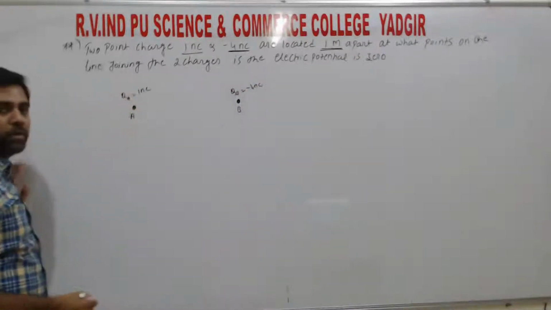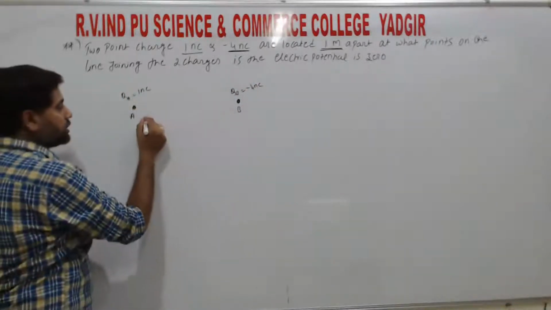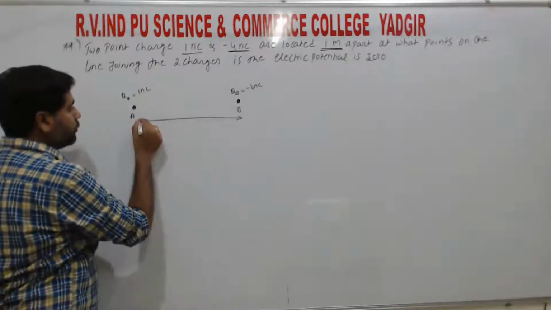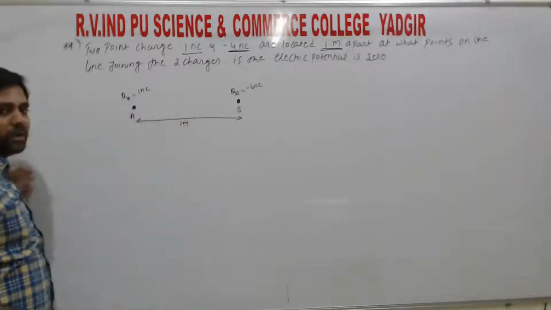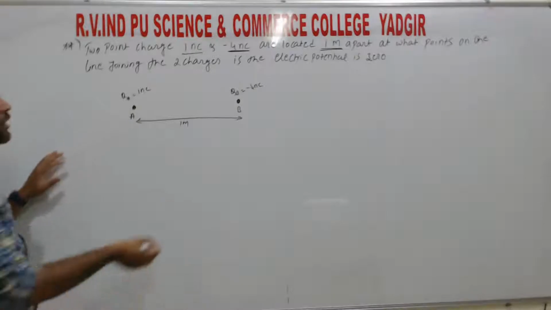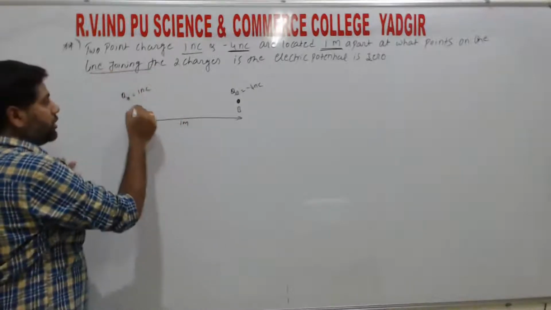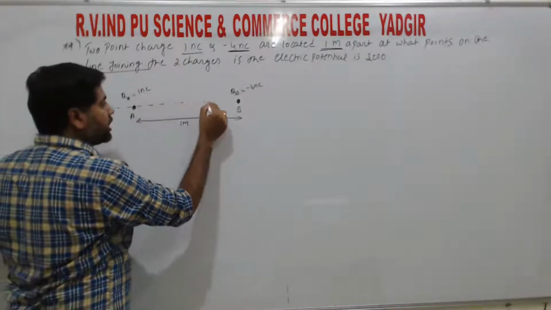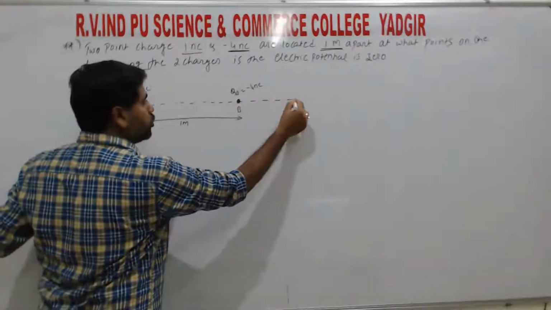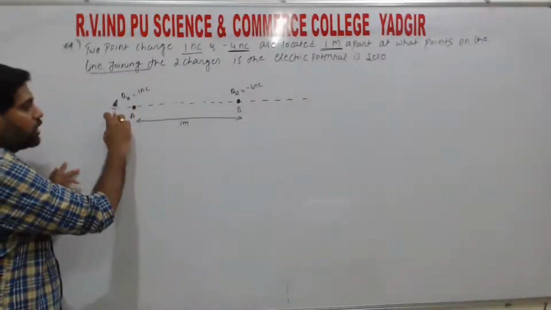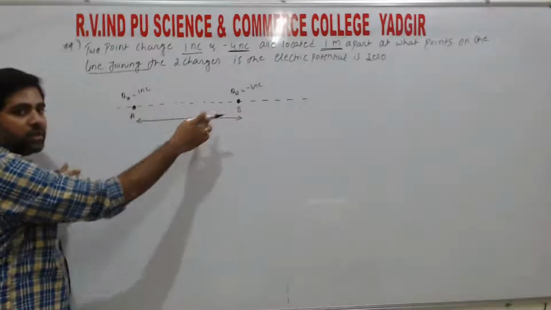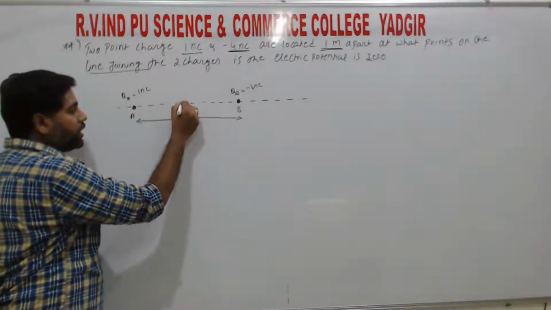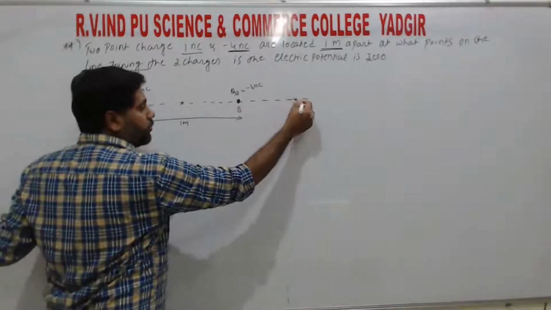-4 nanocoulomb, right? So the distance apart between the two is 1 meter. This is the given condition. So next, what are they saying, the line joining. So line joining means the straight line which is drawn between the two charges, right? So this one we call the line joining the two charges. So somewhere in between or outside, right?